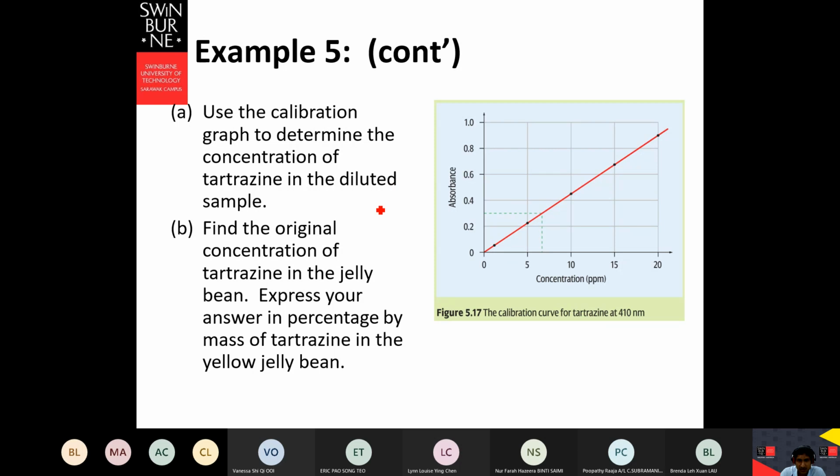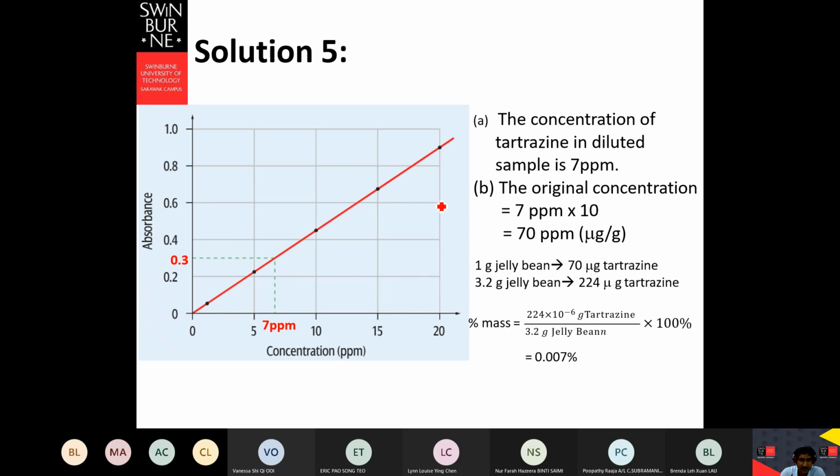So it was 0.3 here, right? Drop down on the x-axis, that is the concentration axis, and we find it was supposed to be 5, 6, 7, 8, 9. Yeah, so it's around 7 ppm, milligram per liter. So 7 ppm it was, and then you remember that it was diluted 10 times, so it is 70 ppm or microgram per gram.